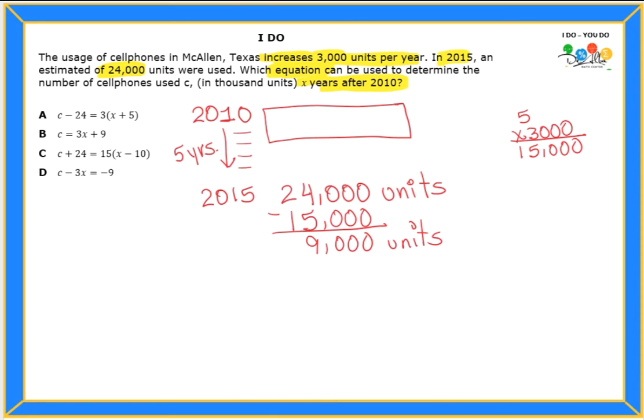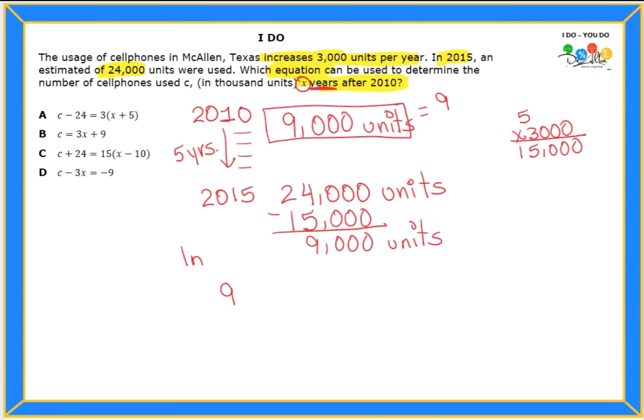So now I know that in 2010 they started with 9,000 units, and every year after that it increases by 3,000, and X is the number of years. So how can I write an equation for that? In 2010, we are starting with 9,000 units, but since they wanted it in 1,000 units, I don't need to write down 9,000. I just write the 9, which is the same thing as 9,000 units. That's how much I start with.